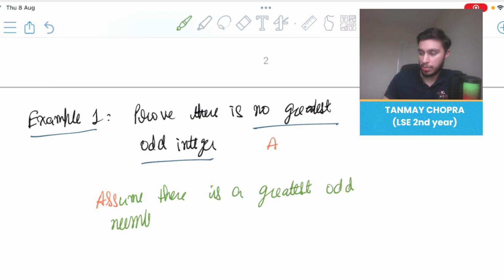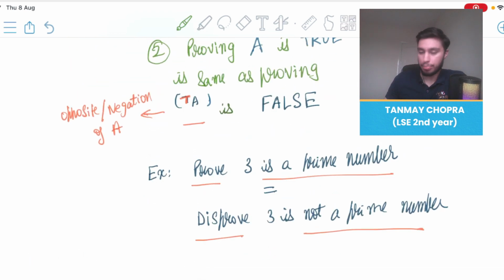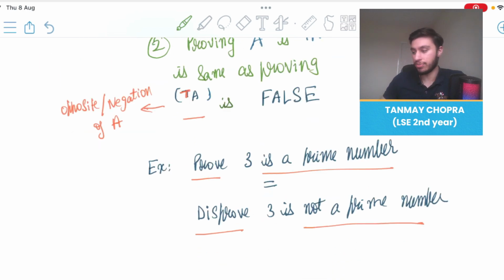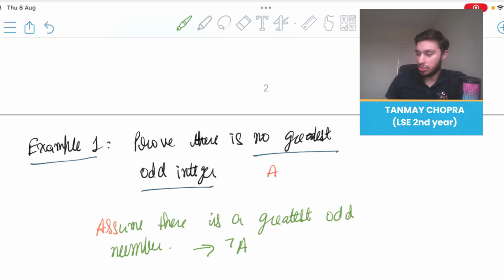But what have I really assumed here? I've assumed not A, right? This is the same as not A. And what do we know from above? Proving A is true is the same as proving not A is false. So I'm going to assume that this statement is true for now, but I'm going to prove it false.